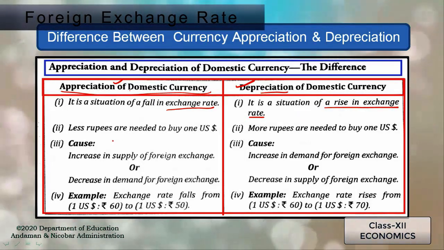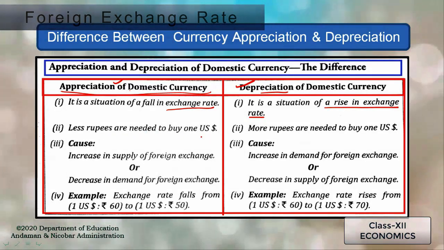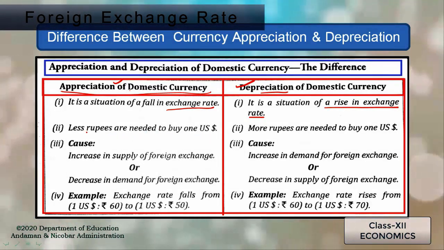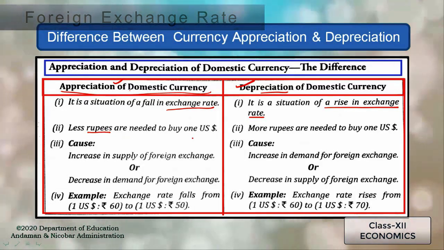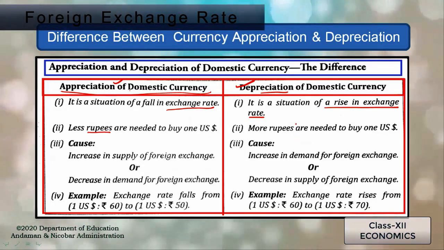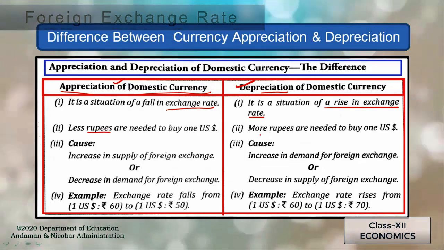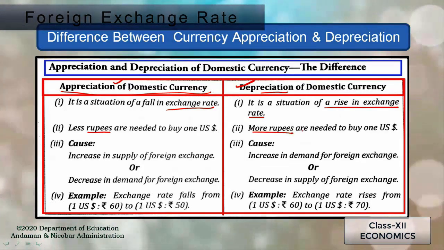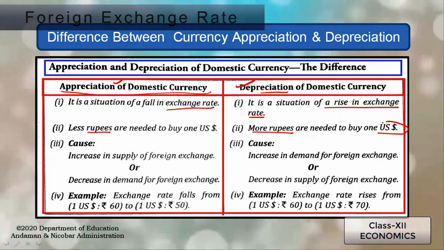Next point: with appreciation, fewer rupees are needed to buy one US dollar. So we need a very small amount of rupees to buy the US dollar. At the same time, whenever depreciation happens in the domestic currency, we have to pay more rupees to buy a US dollar.